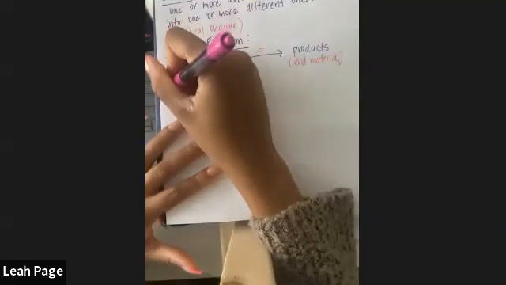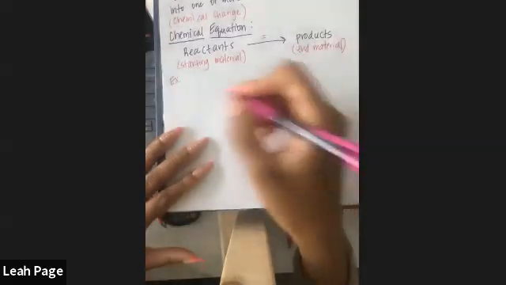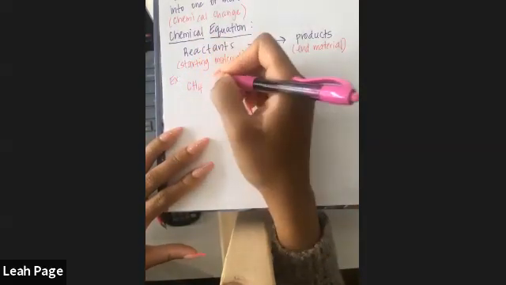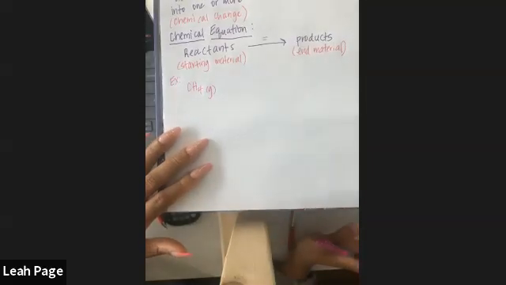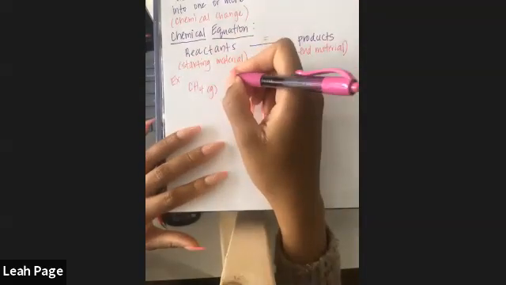Let's say, for example, we're talking about a combustion reaction of methane gas. Remember, methane gas is the gas that we use to heat up our homes. If you have a gas stove, it's the gas that comes through the pipes that heats up your stove. So methane gas has a formula CH4.